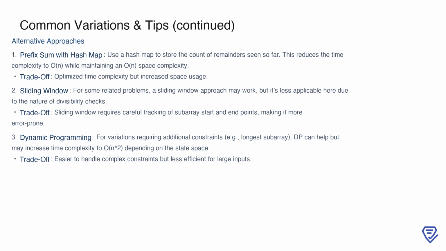Sliding windows also require careful management of subarray boundaries, which can increase the risk of errors. Alternatively, dynamic programming can be employed for variations of the problem that include additional constraints, such as finding the longest subarray. While DP can simplify handling complex constraints, it often comes at the cost of higher time complexity, potentially reaching O(n²), depending on the state space. Choosing the right approach depends on the specific requirements and constraints of the problem you're solving.